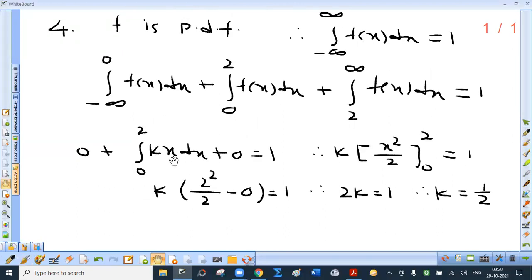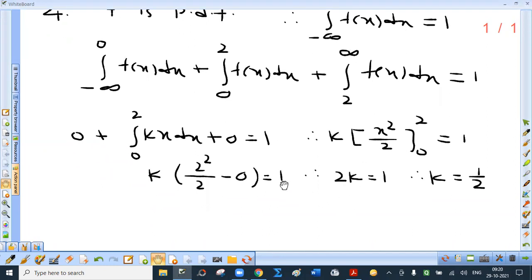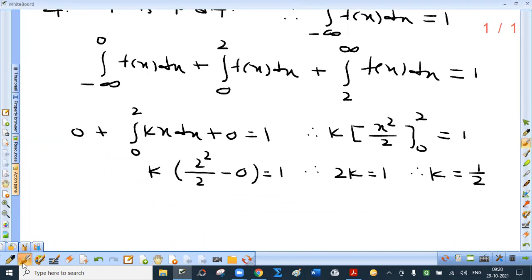K is constant. What is the integral of x? X square by 2, upper limit 2, lower limit 0. So that gives me k into 2 square by 2 equal to 1. So what is k? K is nothing but 1 by 2. Now what is asked? We are asked to find p of 1 upon 4 less than x less than 3 by 2.